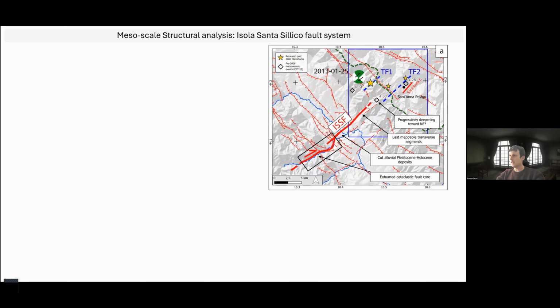We tried then to correlate our findings with a significant transfer fault system to the southwest, which is the Isola Santa Silico fault. It's a fault that is exhumed in carbonates on the west boundary of the Garfagnana basin. In the middle of the basin, this fault caps the Quaternary deposits, so revealing recent activity, and then it progressively disappears before approaching the orographic divide.